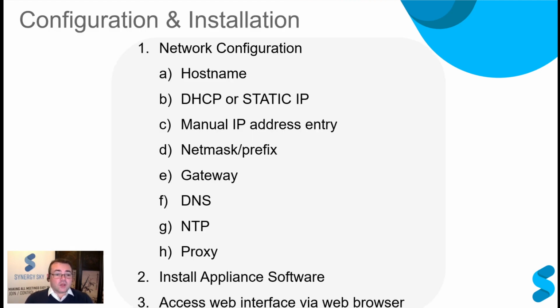So in this video, we're going to look at the network configuration where we can change the host name, assign the network from DHCP to static, and configuration with that, as well as NTP and proxy settings. We're then going to install the appliance software and access the web interface via a web browser once that's completed.